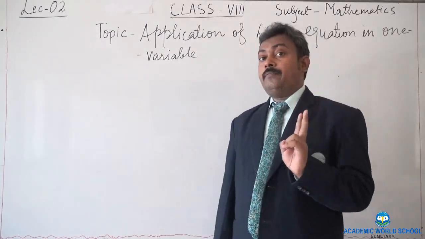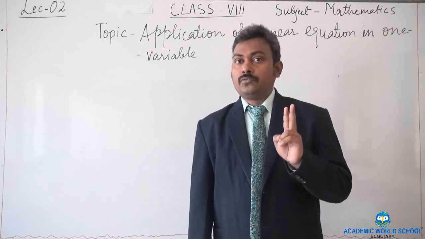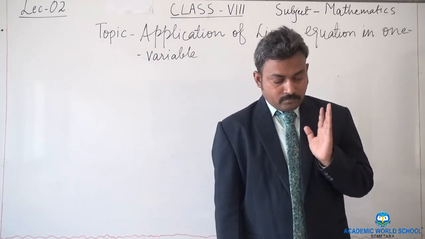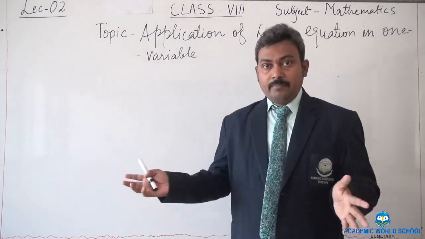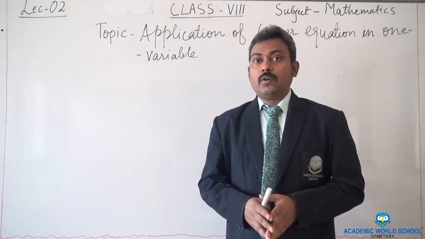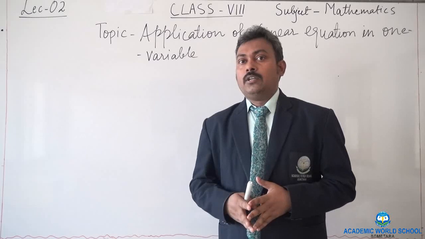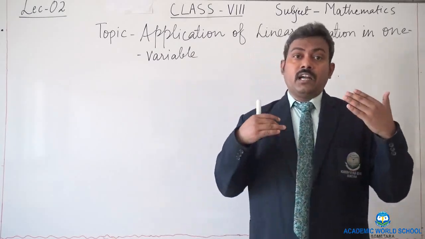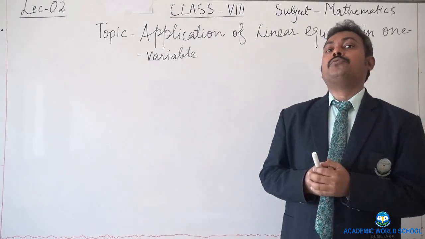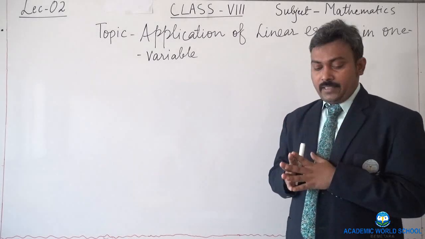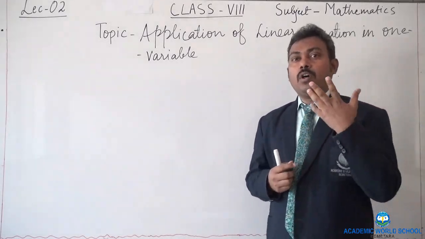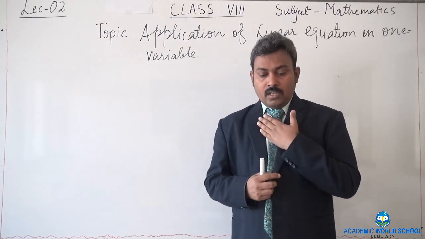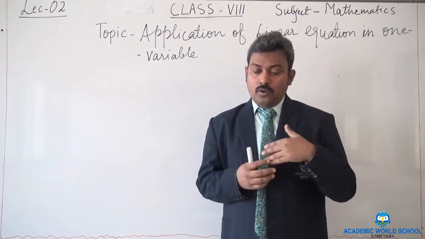So we have learned two methods to solve a linear equation, right? The first method was the balancing method and another method was the transposing method. So throughout this chapter, we are going to follow the transposing method only, right? So in the transposing method, we need to follow some steps, okay? What are the steps we had followed?